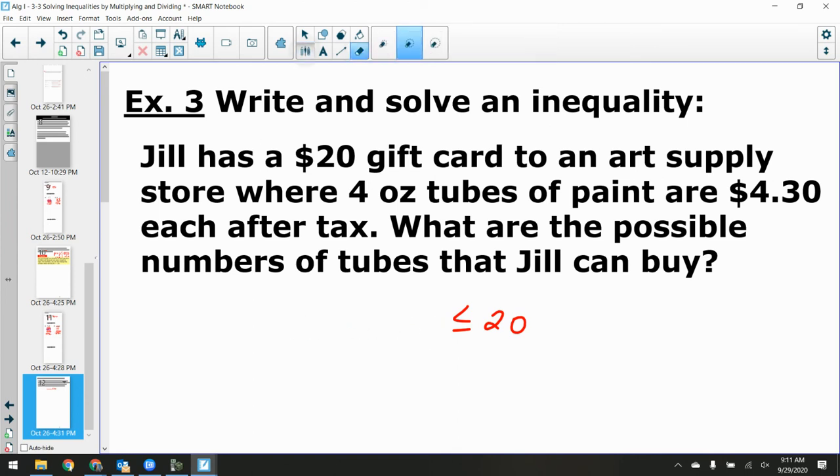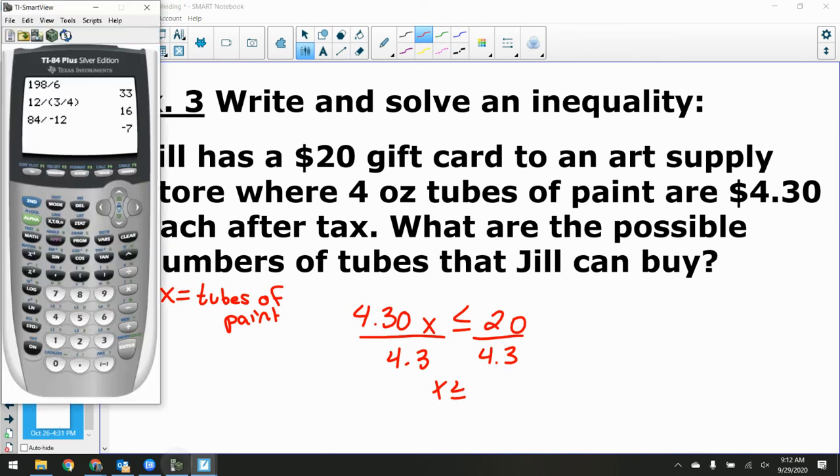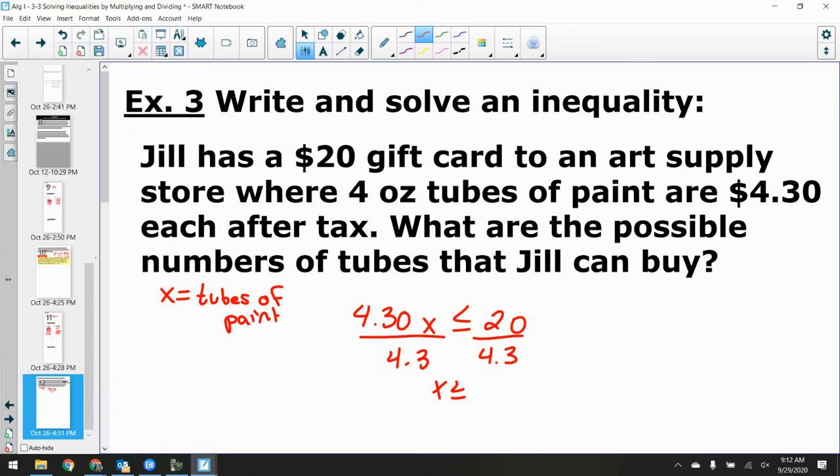Well, I have tubes of paint, and they are $4.30 each. Okay, and we're defining our variable to be x. I should have written t. X for the number of tubes of paint. Okay, so what solves this inequality then? Nate? I would divide 4.30 on each side. Yeah. Divide by 4.3. X is less than or equal to 20 divided by 4.3. 4.65.